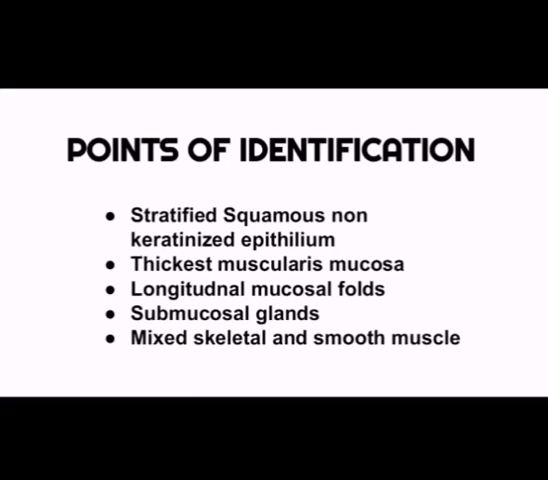Today we're going to learn about the histology of esophagus. So in histology of esophagus, if you got the slide of esophagus in your exam, you have to write some points of identification, right? I have given you 5 points, so it will be easy for you to write them down there. The first point in identification of esophagus is that if you saw a slide of the esophagus, the first thing is that there will be a stratified squamous non-keratinized epithelium.